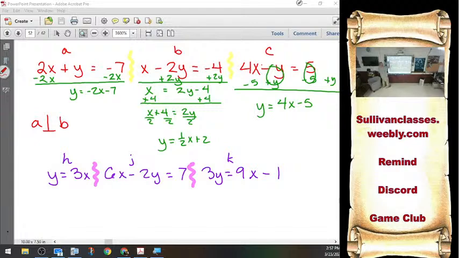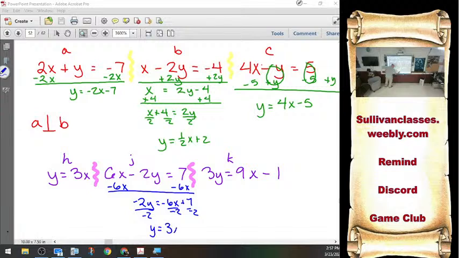Okay, these ones, this is already set to go. This one, I'd maybe subtract 6x. And divide by negative 2. Getting y is a positive 3x minus 7 halves. This one, all I got to do is divide by 3.